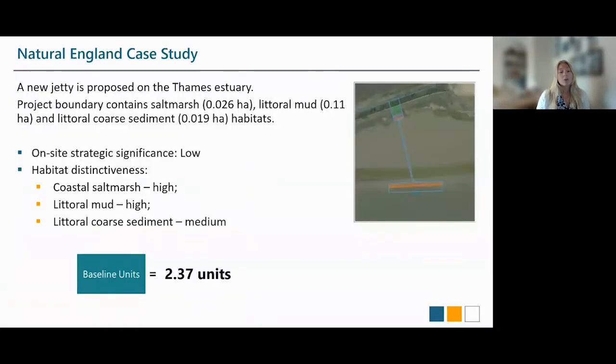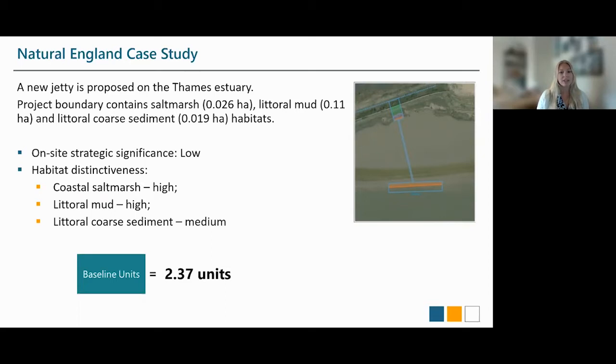As part of the supporting documentation on Natural England's website, they've put in a few case studies, and I want to run through one of the examples with you. In this case study, we have a new jetty on the Thames. It's outside of any designated site, and the development is going to lead to the complete loss of habitat within that site, so it's going to require some creation off-site.